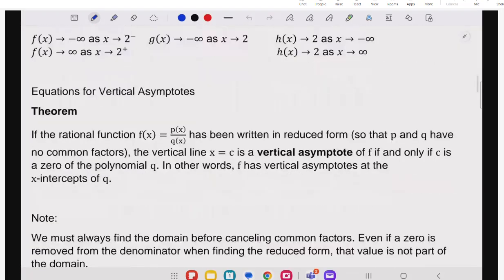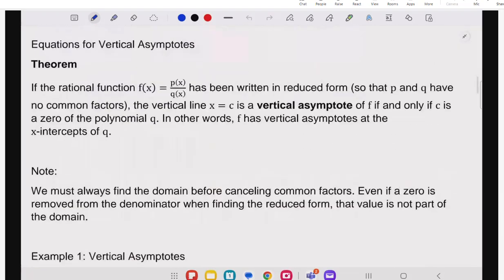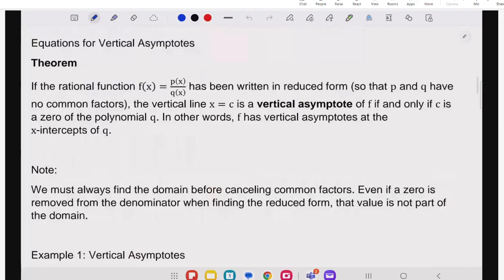Alright, so let's find some vertical asymptotes. First, let's go over a theorem. If the rational function f of x equals p of x over q of x has been written in reduced form so that p and q have no common factors, the vertical line x equals c is a vertical asymptote of f if and only if c is a zero of the polynomial q. In other words, f has vertical asymptotes at the x-intercepts of q.